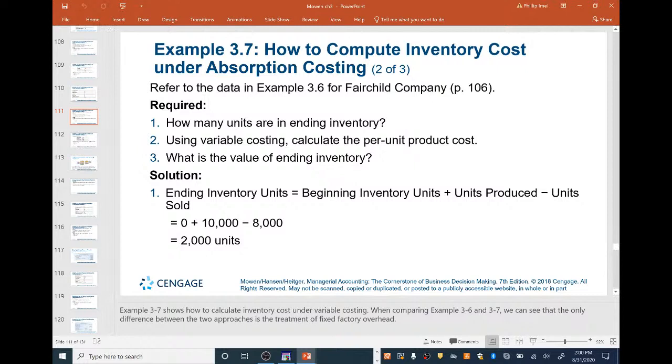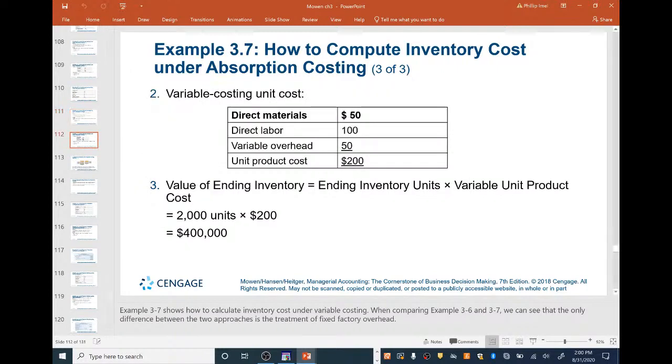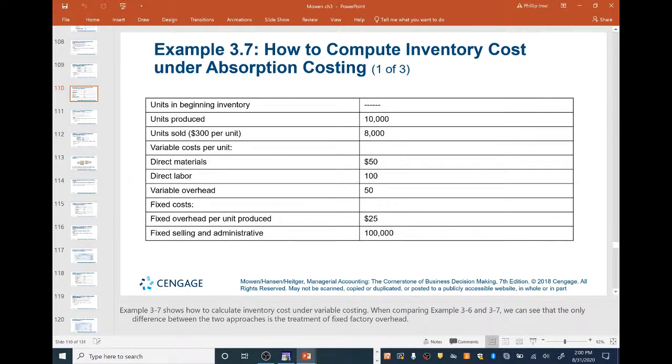Next, using variable costing, calculate the per unit cost. What components are included in variable costing? Direct materials, direct labor, and variable overhead. That's going to give us our unit product cost of $200. Once again, we find these numbers directly off the chart: direct materials, direct labor, variable overhead. Plug it right in.